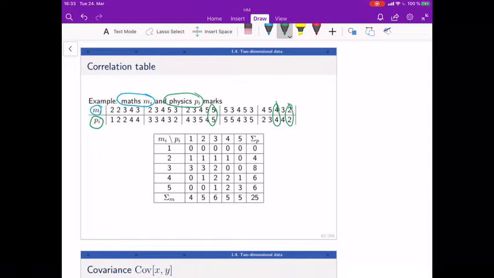It's like the table equivalent of the graphs from earlier. We put the maths marks down here and physics down here. So basically, let's choose someone. Let's choose this guy here. He's got a 2 in maths, so this one here, and a 3 in physics, this one here. So that's this guy here. We put a 1 there, and then we do that for every data point, and then the cross table fills up.